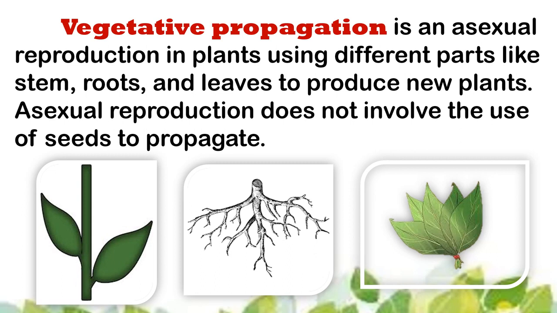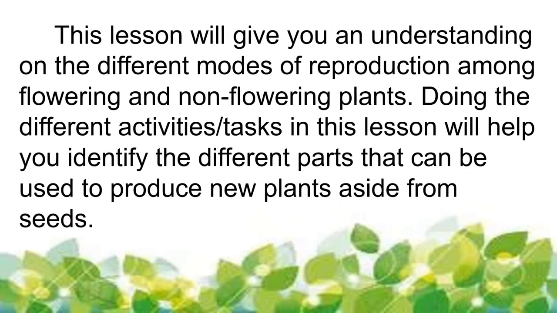Asexual reproduction does not involve the use of seed to propagate. This lesson will give you an understanding of the different modes of reproduction among flowering and non-flowering plants. Doing the different activities or tasks in this lesson will help you identify the different parts that can be used to produce new plants aside from seeds.